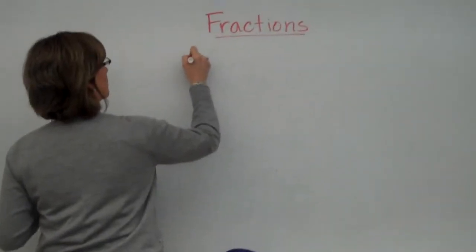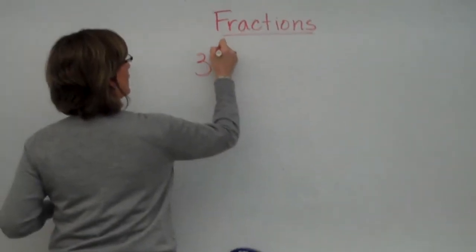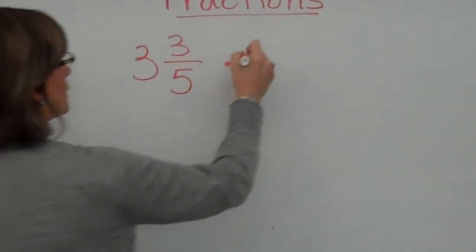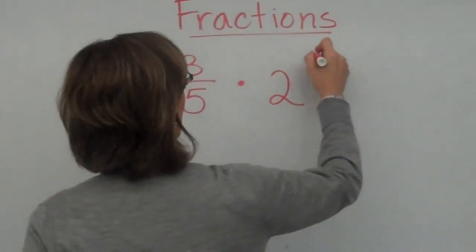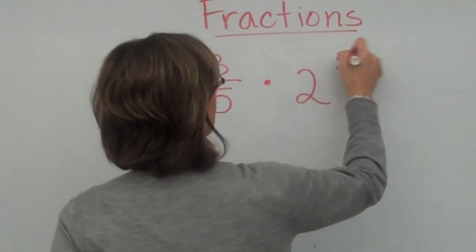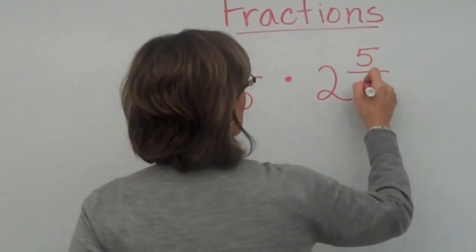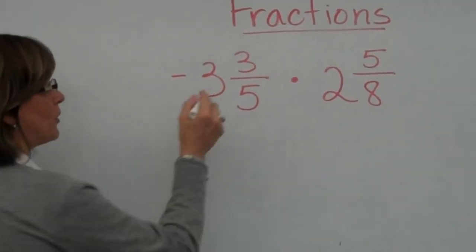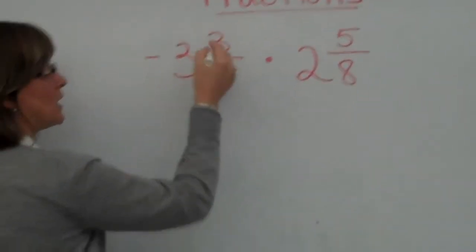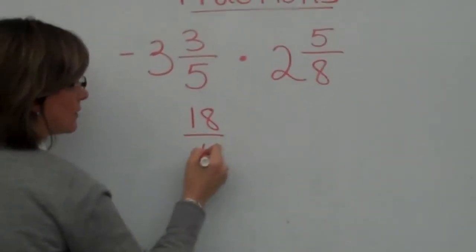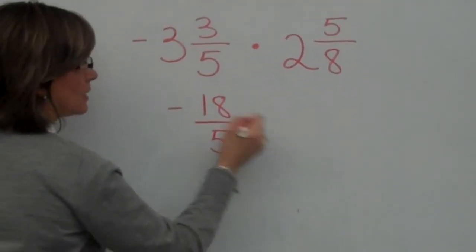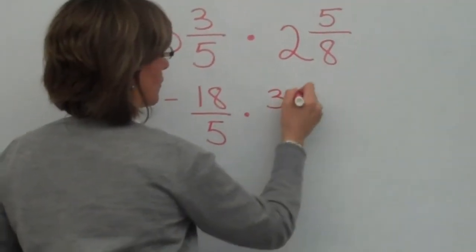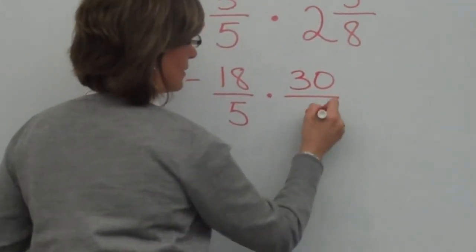Multiplication and division. So if I had 3 3/5 times 2 5/8, and this one was negative, I'm going to do 5 times 3 is 15 and 3 is 18 fifths, times 2 times 8 is 16 times 5 is 30 eighths.